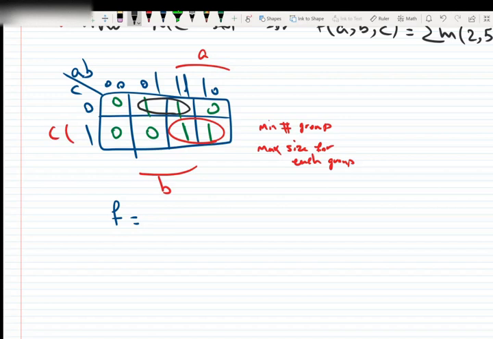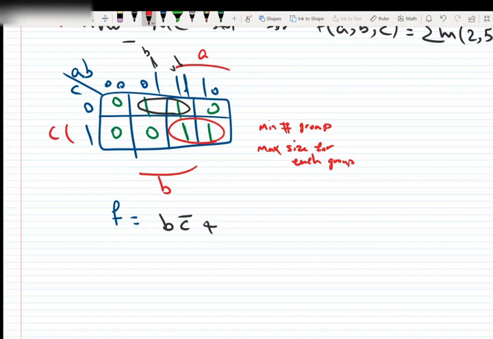We see that C is C. Let's start from A, B, and C. For the first one, A is 0. For the second one, A is 1. So A will be cancelled. What about B? For both of them, B is 1. So we put B. What about C? For both of them, C is 0. So we say B C bar.